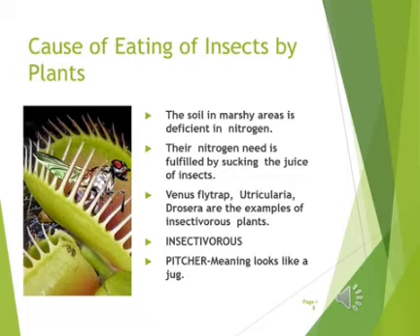I-N-S-E-C-T-I-V-O-R-O-U-S. Pitcher, P-I-T-C-H-E-R. Now here pitcher meaning the plant looks like a jug. The modified leaf looks like a jug. That's why it's given the name the pitcher plant.